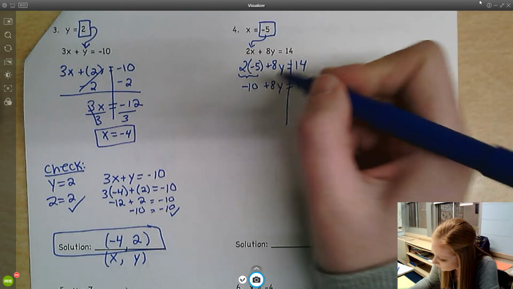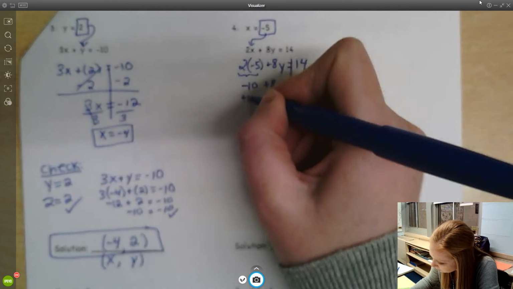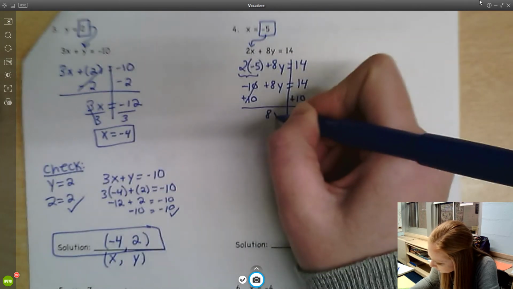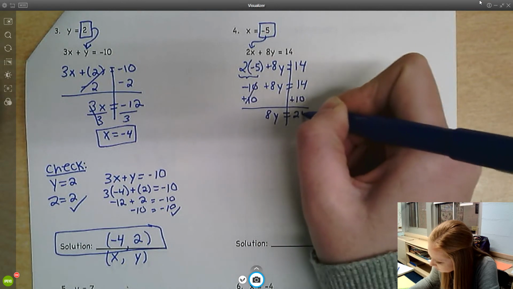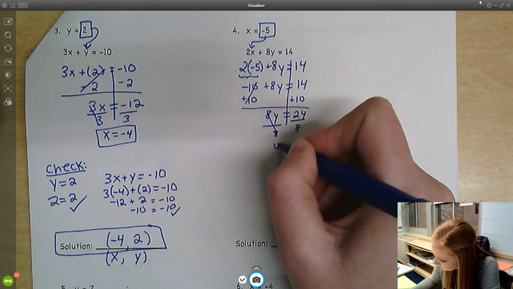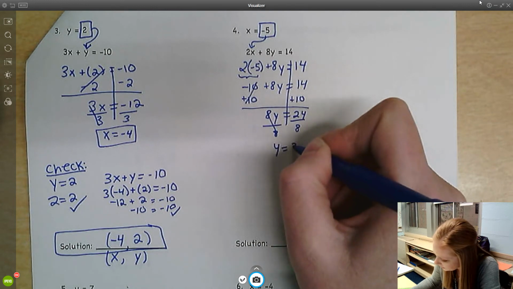Now we have a 2-step equation. To get rid of a negative 10, we're going to add 10 to both sides. This will cancel and make 0. Then you're left with 8y equals 24. Let's divide both sides by 8. And you get y equals 3.